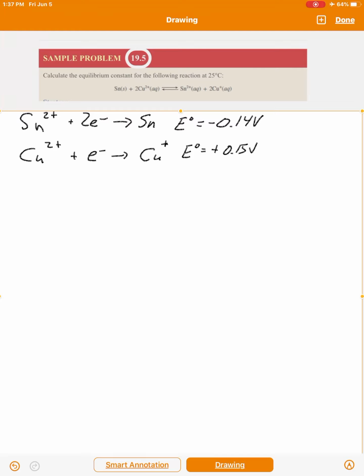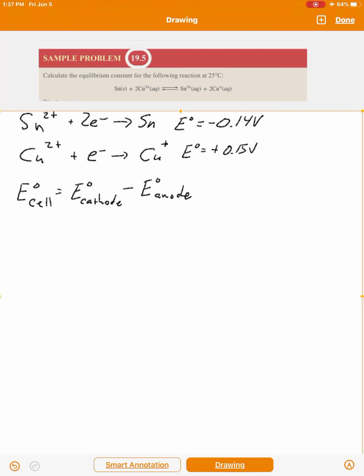So the first thing to do is to figure out which one's the cathode and which one's the anode. What we're going to do is calculate the cell potential. Recall the cell potential is the cathode reduction potential. So we use the standard reduction potential for the cathode, and we subtract from that the standard reduction potential for the anode. So we have to figure out which one's the cathode, which one's the anode.